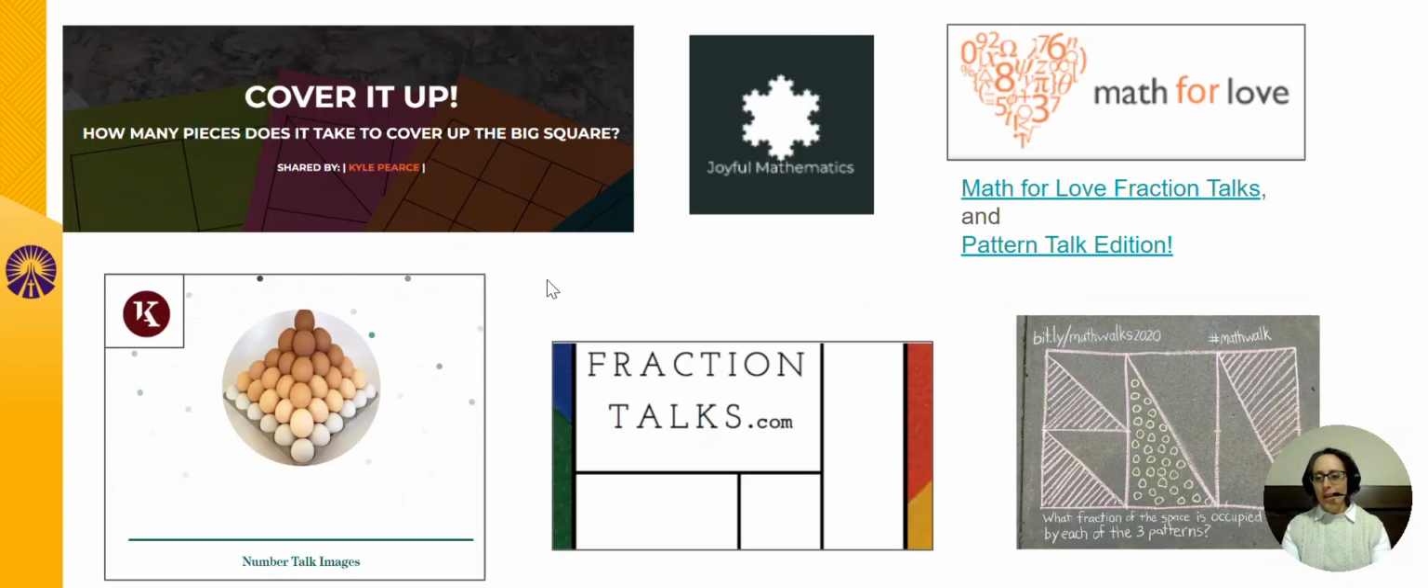And finally, we have a number of Fraction Talk websites full of ideas that can support you as you're selecting and finding ones that fit your students. While the Number Talk images in the bottom left from Kristen Acosta are designed for number talks, they often also beautifully work with fraction talks, as you can see from that image of eggs. So hopefully with all of these resources, you can find some ready to use ones for your classroom.